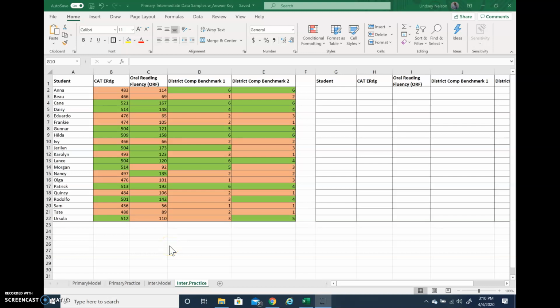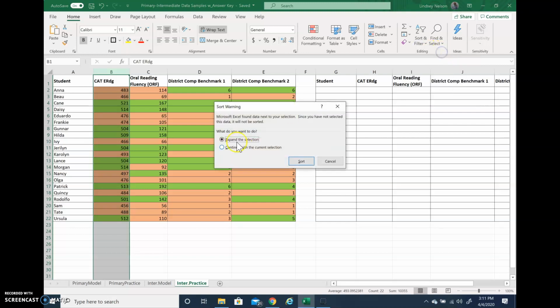You've just had a chance to practice sorting the data and forming some groups on your own. Let's take a look at this intermediate model together, and I'll show you one possible way that you could have sorted the data. When I begin, I like to start with highlighting my first column of data, my e-reading, and sorting and filtering by that measure.